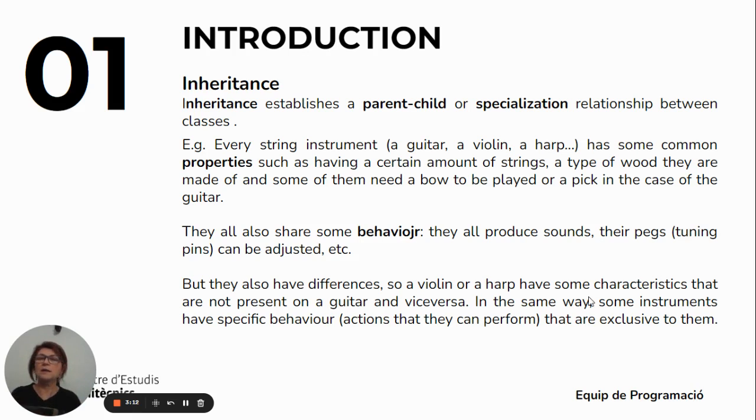They also have some behavior. They all produce sounds. They have pegs that can be tuned, so you can readjust it so that it sounds the right note. But they also have differences. A violin and a harp have some characteristics that are not present on a guitar and vice versa. In the same way, some instruments have specific behavior, actions that they can perform that are exclusive to them.